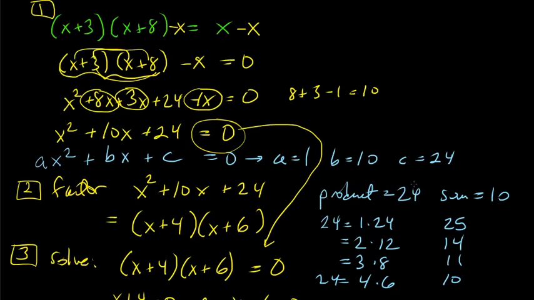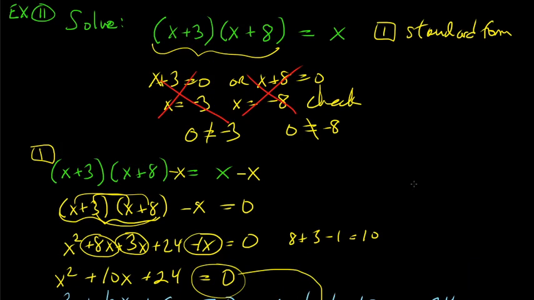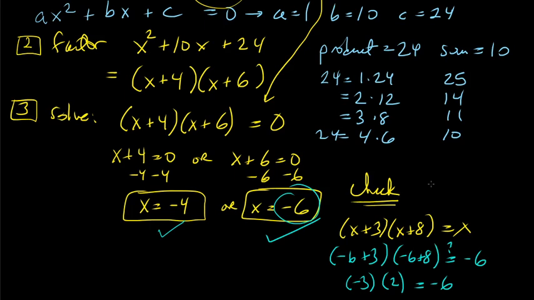Okay. So that's it. This was a tricky one because it was not equal to 0. It was not in standard form. And you can see now why the two answers we got earlier, negative 3 and negative 8, were wrong. It's negative 4, negative 6.